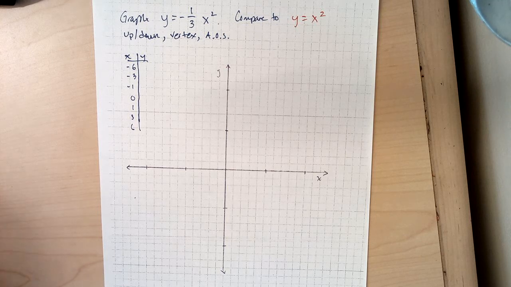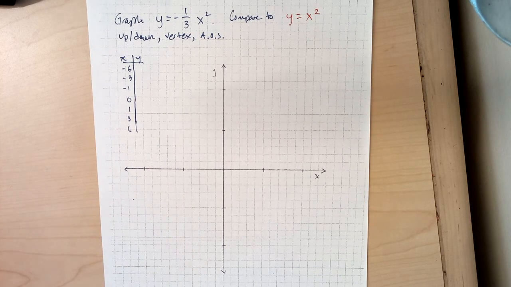All right, so on this next example, I'm abbreviating a lot of things. I want to graph y equals -1/3 x squared, and then we're still comparing it to the parent graph, figuring out whether the graph opens up or down, finding the vertex, and then AOS is the axis of symmetry. So notice in my table, I actually selected different values, and here's why.